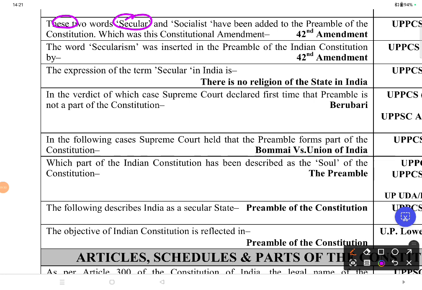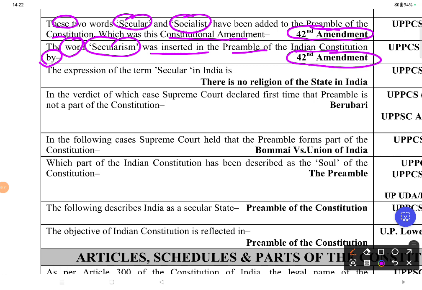These two words, secular and socialist, have been added to the preamble of the Constitution by the constitutional amendment, that is 42nd Constitution Amendment Act. The word secularism was inserted in the preamble of the Indian Constitution by the 42nd Amendment. The expression of the term secular in India is that there is no religion of the state in India.